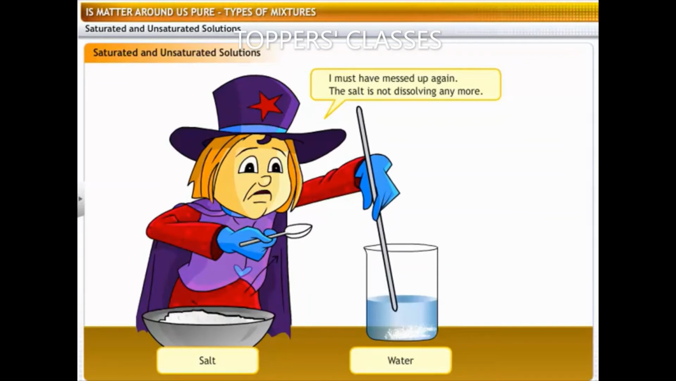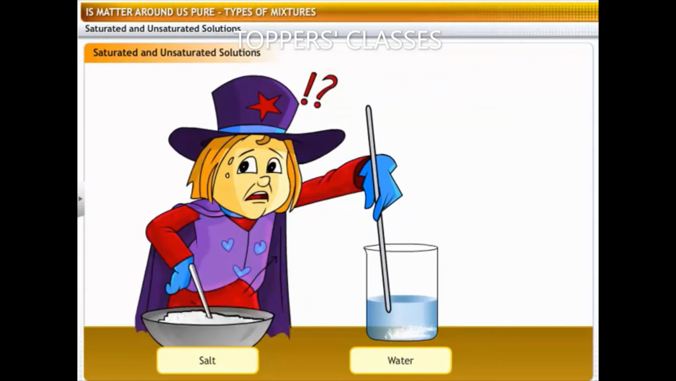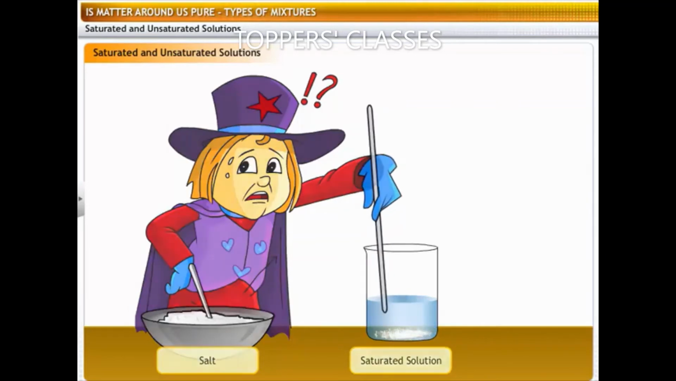The salt is not dissolving anymore. Even if you stir the solution vigorously or wait for a long time, the solution will remain undissolved. You have obtained a saturated solution in which no more solute will dissolve. The solution that we had obtained initially was an unsaturated solution.